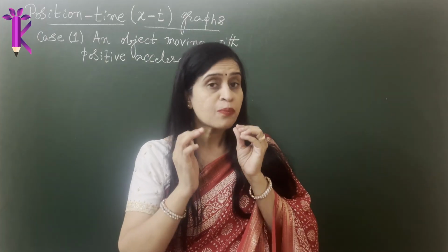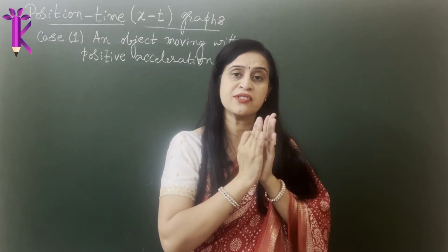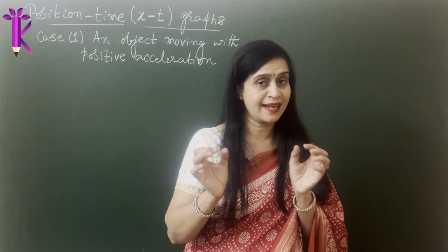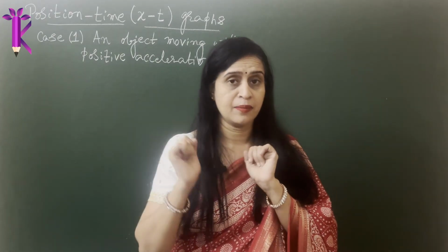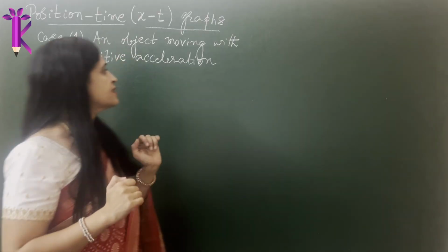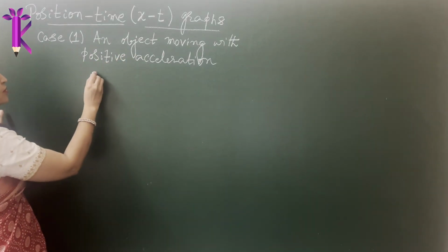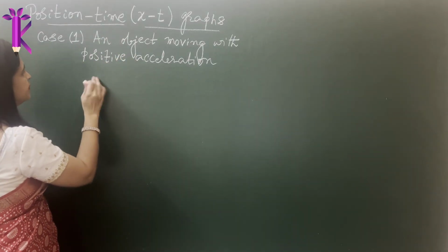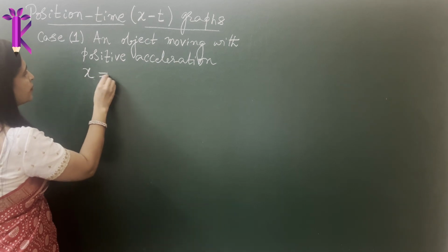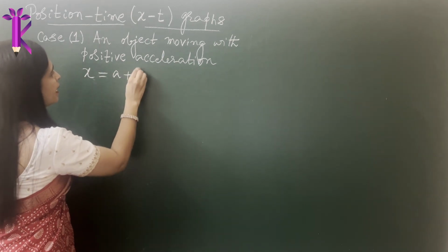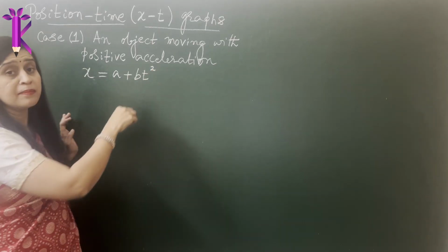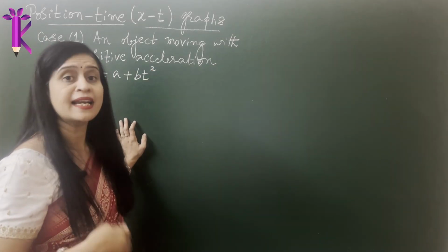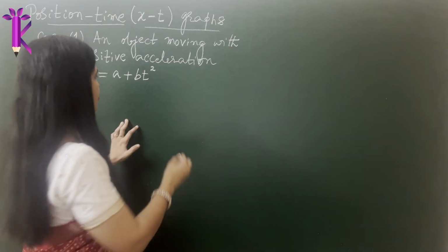Okay, now to plot a graph of x versus t, you need a relation that connects the position with the time. All right, so let's assume this equation. Let's assume the position x is given by x equals a plus b t square, where a and b are any constants, and I'm going to assume the value of constants.